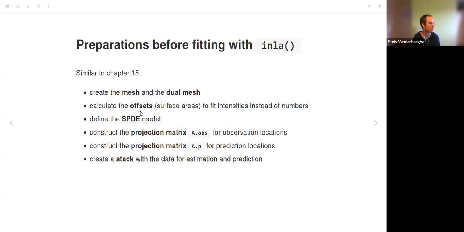We need to calculate the offsets based on the dual mesh to fit intensities instead of numbers. We need to define the SPDE model. We need to construct a projection matrix for observation locations and for prediction locations, which are the coefficients that link the mesh, so just the triangulated mesh, with the observation locations or the prediction locations respectively. And then we are going to create a stack. It's a structure which INLA uses to collect all data and projection matrices that are needed for the model, with the data for estimation and prediction.